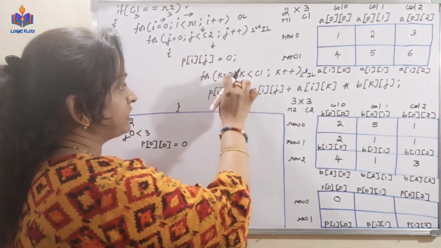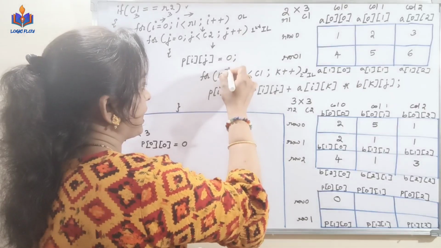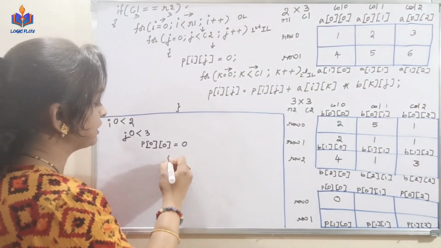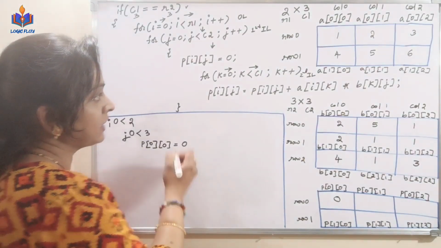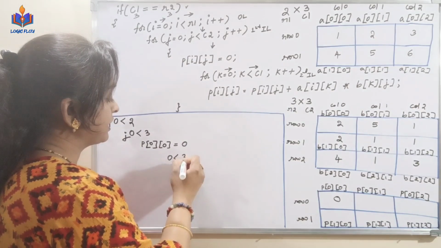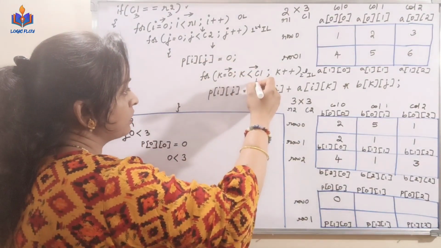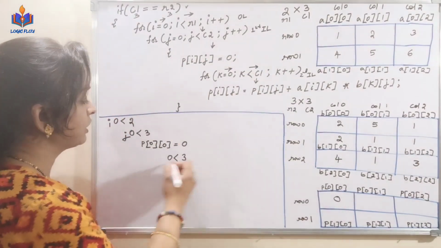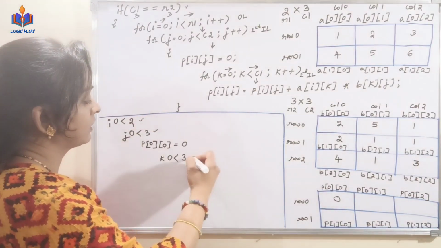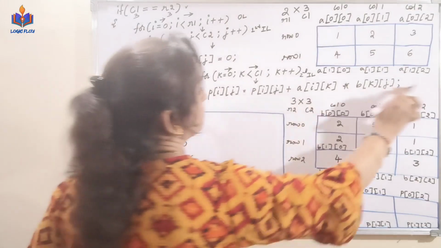Then I start with the second inner loop, k equal to 0, k less than C1. K is 0, 0 less than, that is the number of columns of the first matrix, which is 3. 0 less than 3, yes, the condition to execute this immediate statement is true. So I need to execute this complete line.